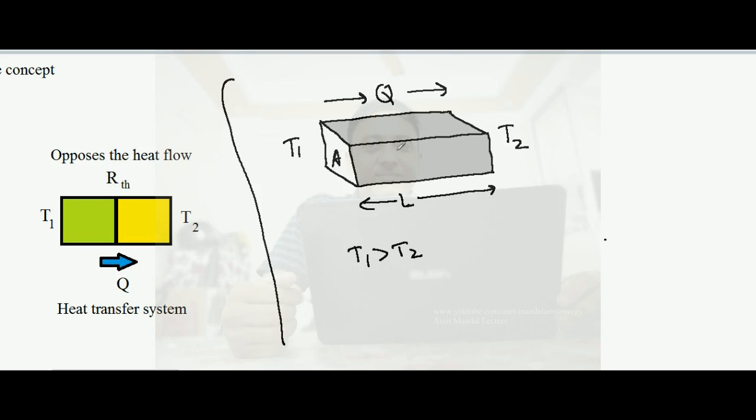Now for this case, uniform cross sectional area body, L is the length. Here we can apply the Fourier's law of heat transfer, okay, Fourier's law, which says that Q, here I am writing, the heat transfer rate will be KA(T1 minus T2) by L. Here K is the thermal conductivity of the material, which is a material property, okay.